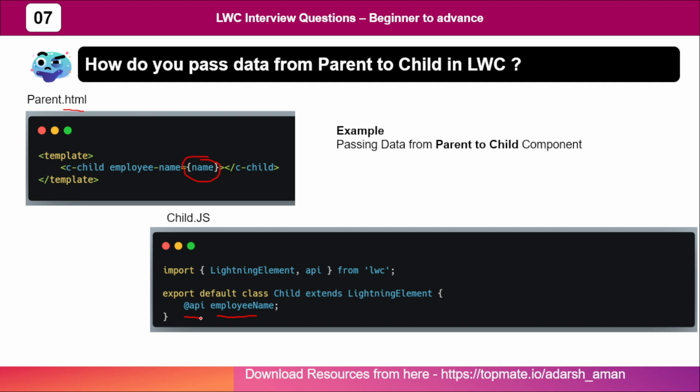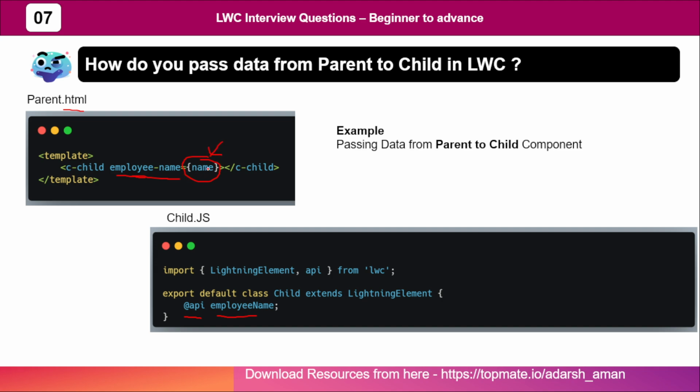So how can the parent pass data? Remember, whenever you write a property on the child, it would be in camel case. Whenever you want to pass data from the parent component, you need to write that property in kebab case. So you need to give a hyphen wherever you have an uppercase letter. The format would be employee-name here, and what data we are passing from the parent is this name.